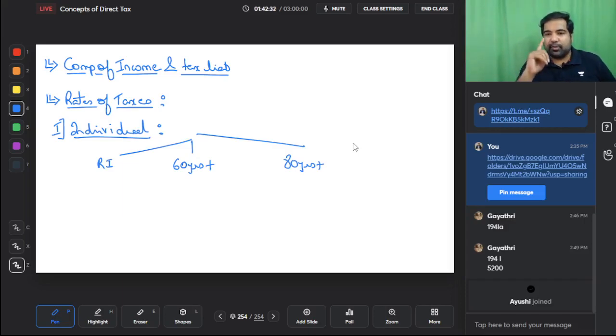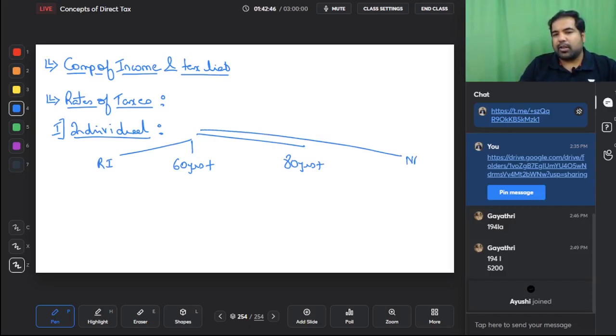Let me repeat, guys, 1st April 2022, if that is your birthday, 60th or 80th, then you will be considered that year one day before. That means in the financial year 21-22, you will be considered 60 or 80 respectively. And then there is a non-resident individual.